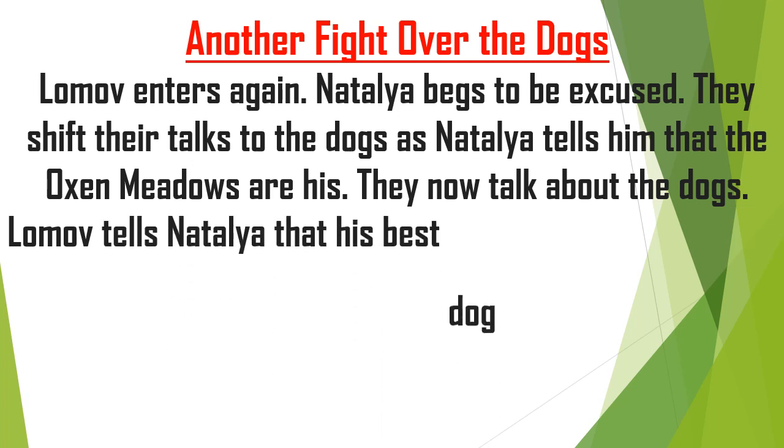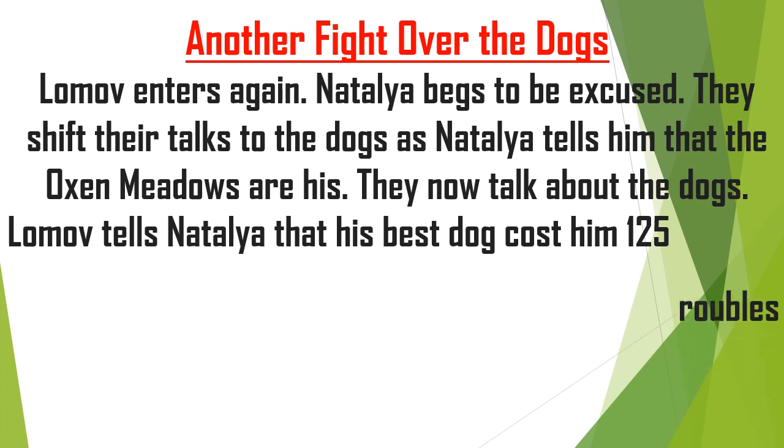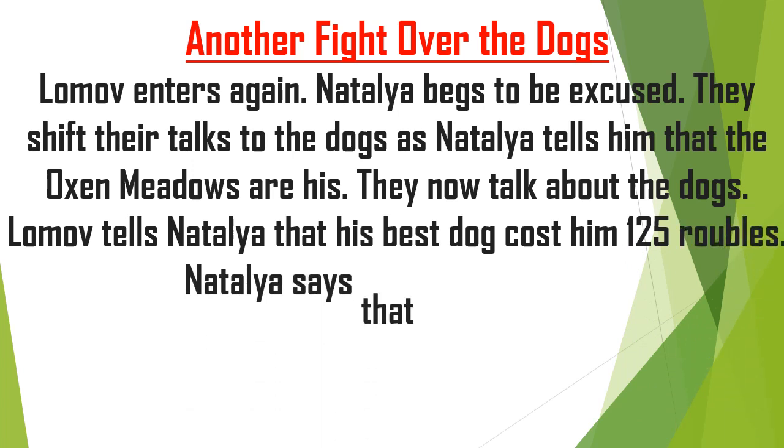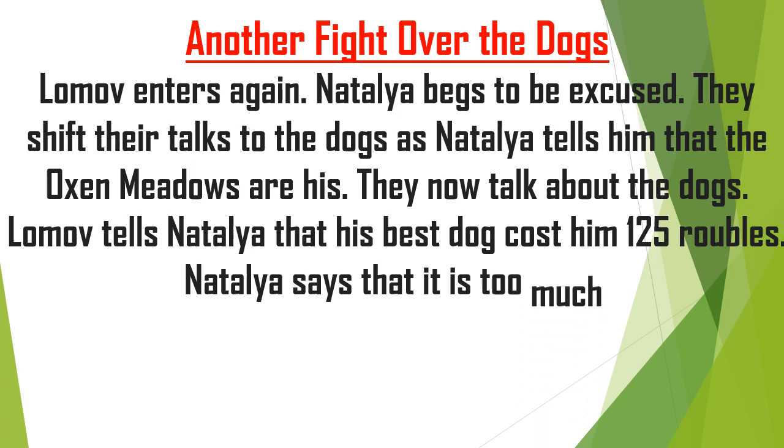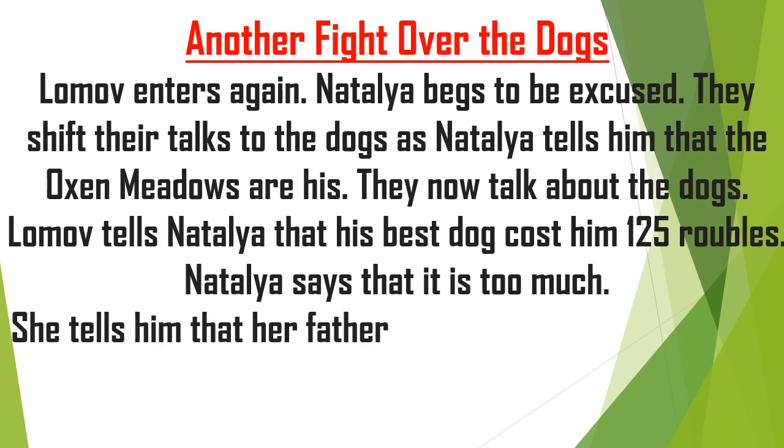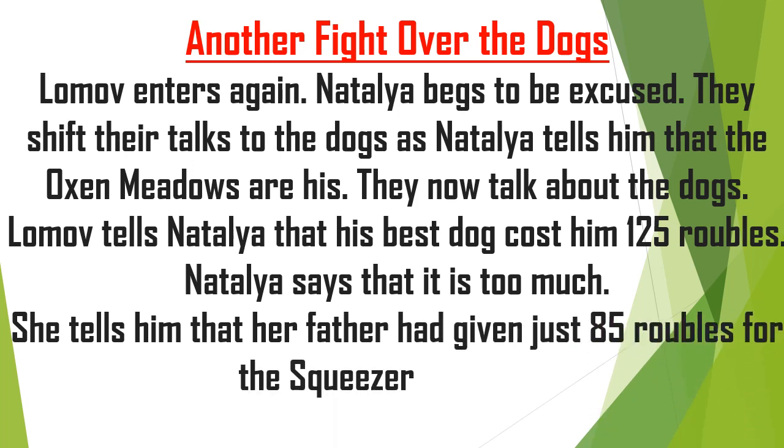Lomov tells Natalia that he has purchased his best dog for 125 rubles. Natalia says that it is too much. She tells him that her father had given just 85 rubles for the Squeezer, her dog. Squeezer was the name of Natalia's dog. And here Natalia first of all calms down Lomov by saying that the Oxen meadows belong to him.